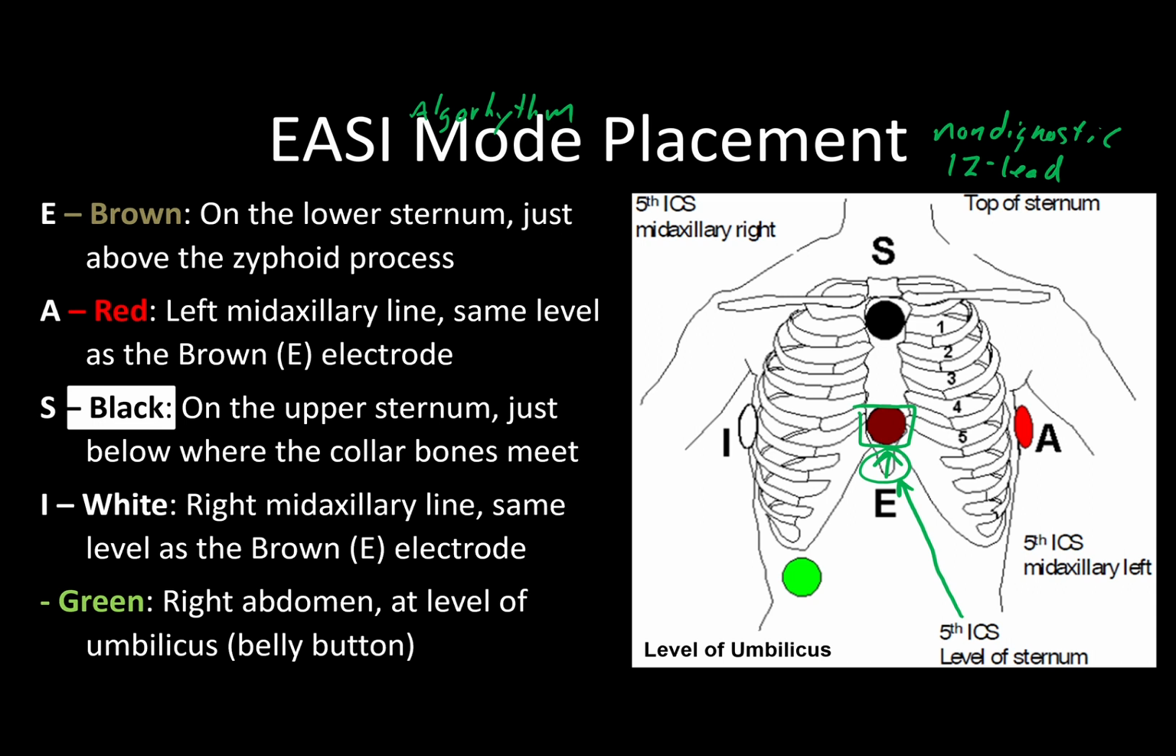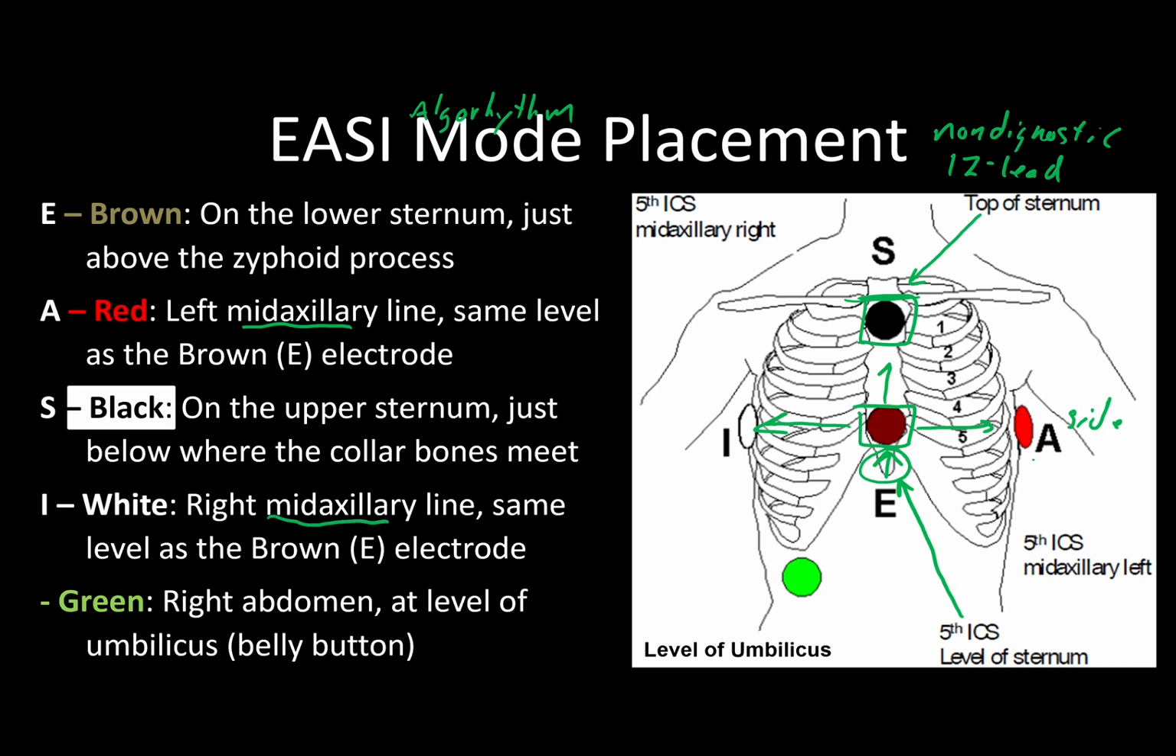Once you have your brown lead in place, of course, you can put your black lead right here at the top of the sternum, just below the clavicles where they meet. And so that is your black lead. Now for your red and your white lead, you want both of those to be directly across from the brown, as if you're wrapping a belt around the patient. And then they don't go in the front, they actually go out here on the side of the rib cage. They're actually in your mid-axillary line. And I will underline that there.